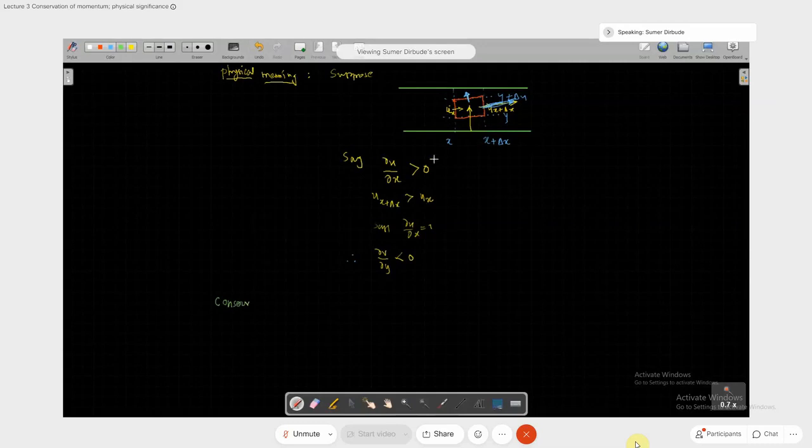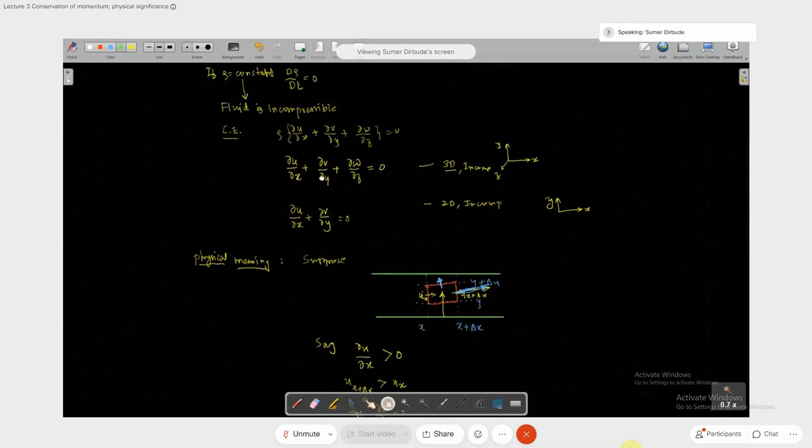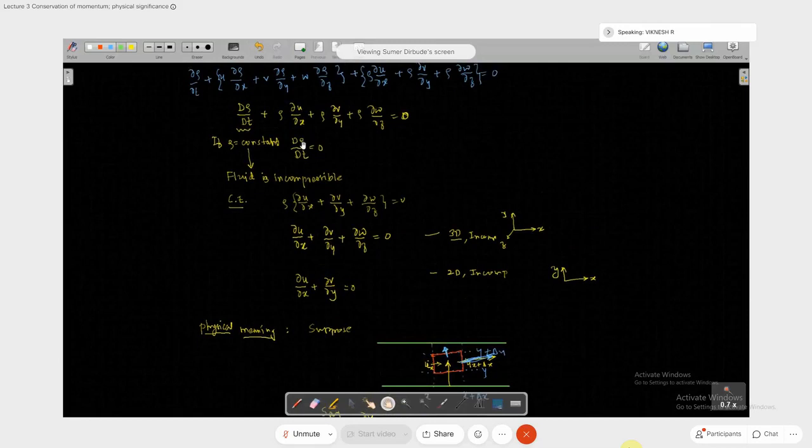Any doubt regarding this conservation of mass? Am I audible? Yes. Good morning, sir. In that, before the capital D, you have written capital D rho by dt. So we are considering density as constant, so that u d rho by dx, everything will get cancelled, sir.